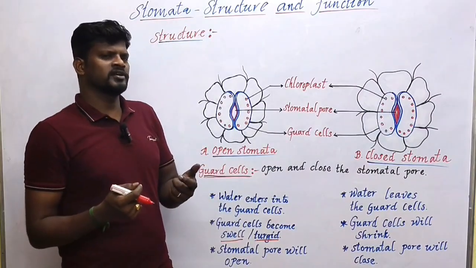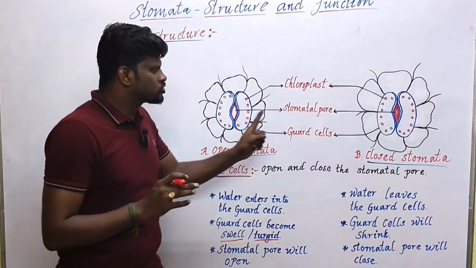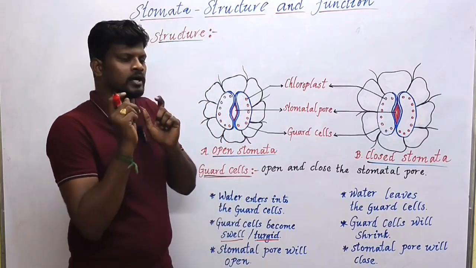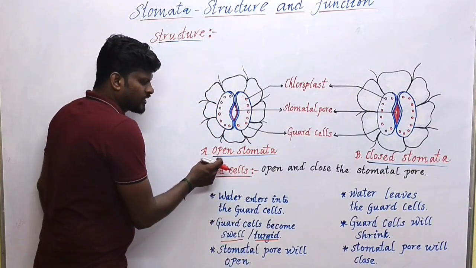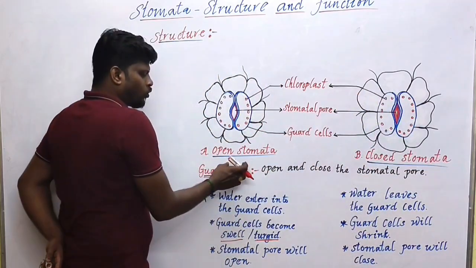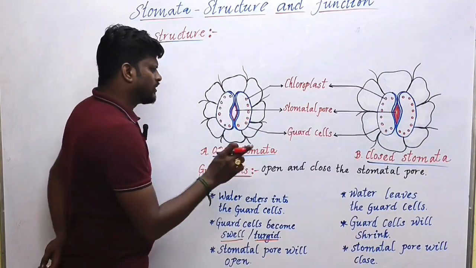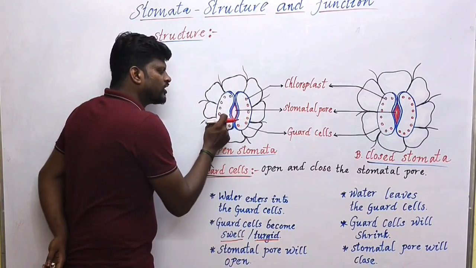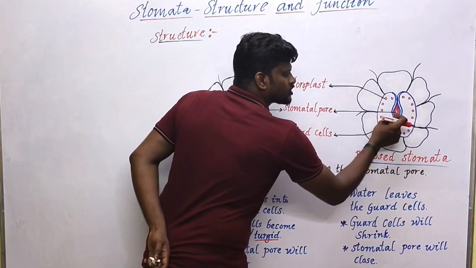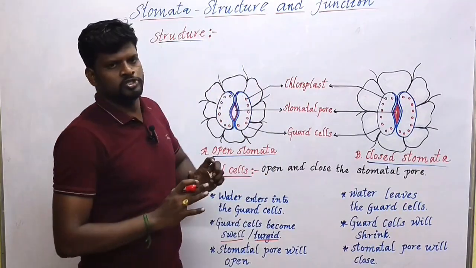One diagram is more than enough to explain the structure of stomata, right? Then why do we need two diagrams? These two diagrams show the two different states of stomata. The first one is the stomata in open condition. Another one is the stomata in closed condition. So open stomata and closed stomata. What is open stomata? The stomatal pore will be open in this state, whereas in closed stomata, the stomatal pore remains closed.